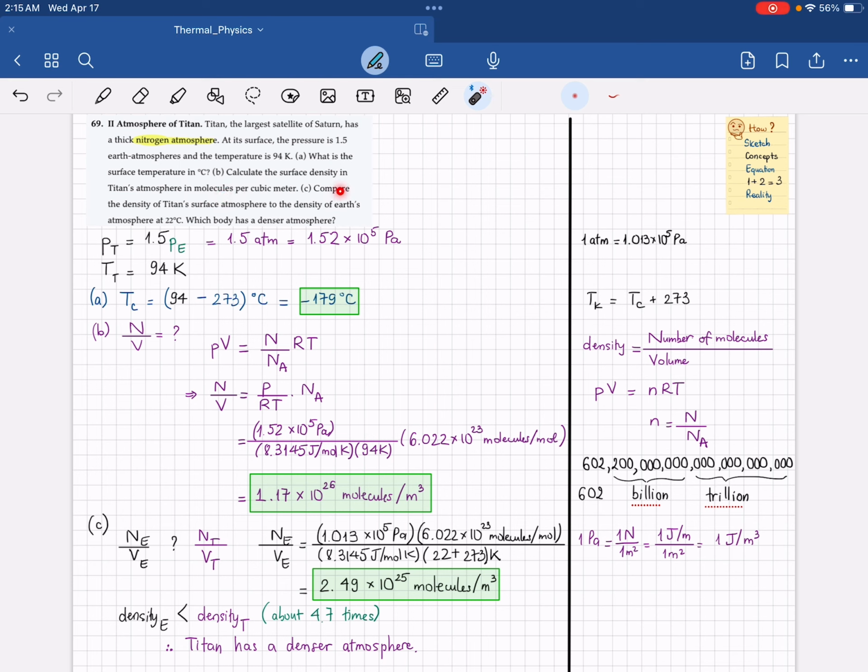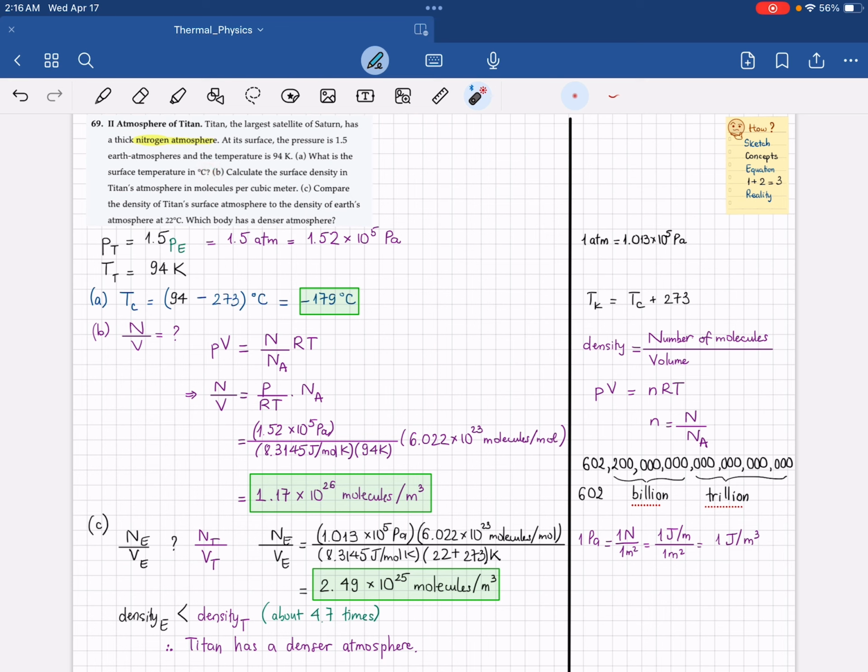C. Compare the density of Titan's surface atmosphere to the density of Earth's atmosphere at 22 degrees Celsius. Which body has a denser atmosphere? Okay, so let's see what they ask us to do first. Question A, the temperature in Celsius.